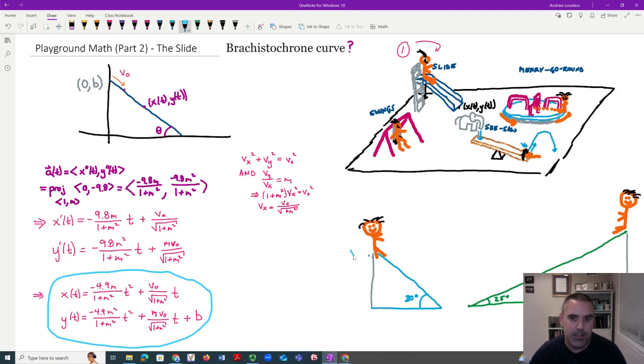This person has an initial velocity of 0. This person is going to have to go faster because they have further to go. And the question asked, how fast do they have to push off to get started? And this was 10 meters and this was 5 meters. That was the question I wanted them to ask, but I phrased it in a way where they had to use this equation.